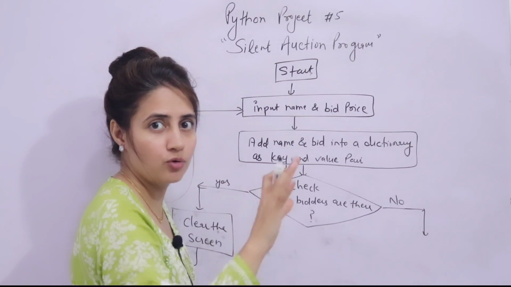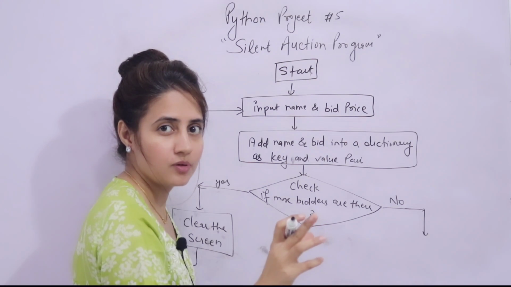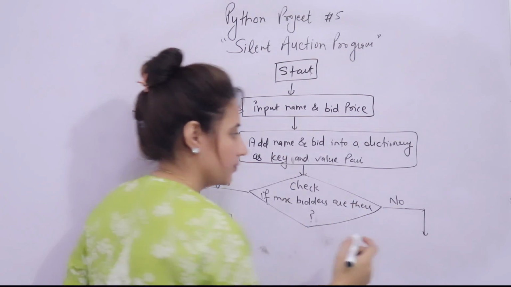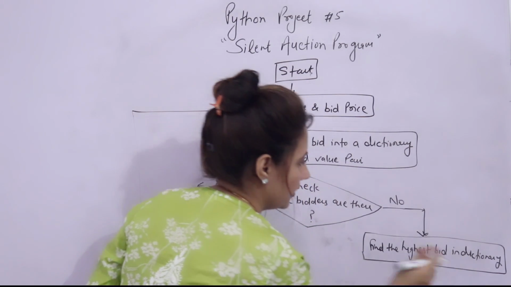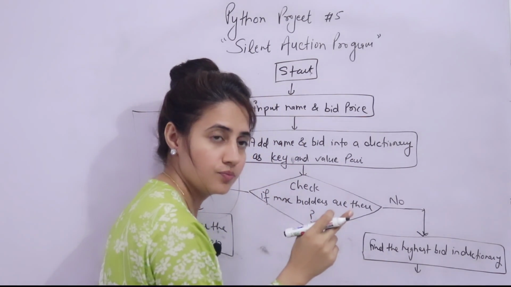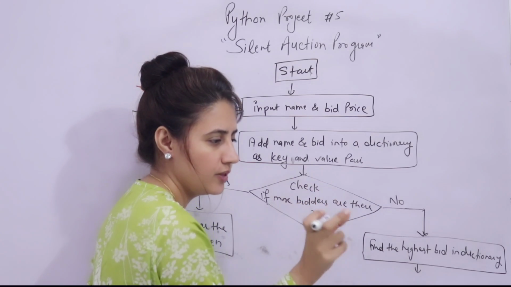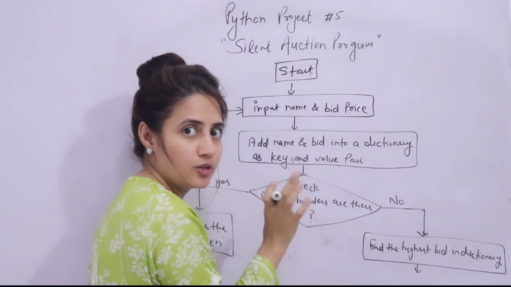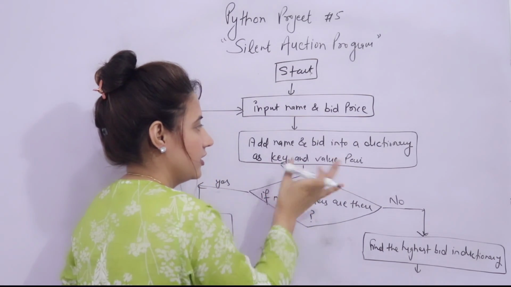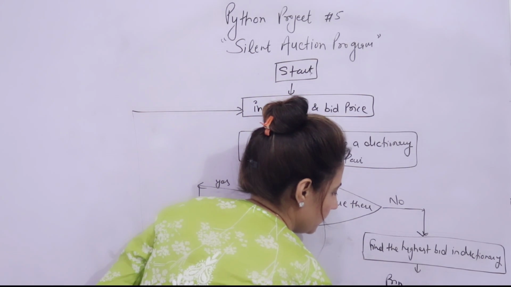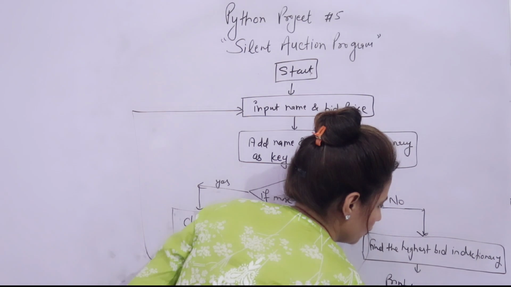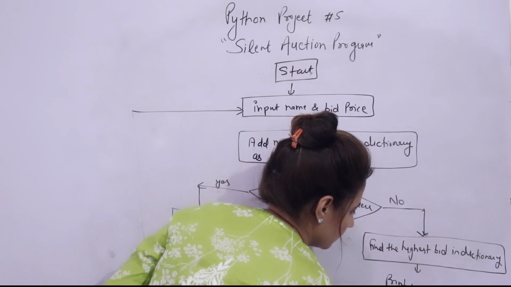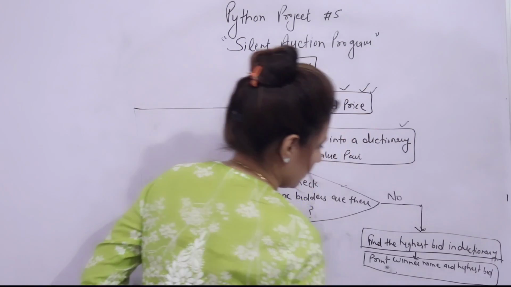If no, in that case just find out who is the winner. So how to find out? We are going to compare the bid prices. The one with the highest bid is going to win, right? Just find the highest bid in the dictionary. So we will find the highest bid and obviously the name of the person, because we are storing this data as key and value pairs, and then simply print the winner's name with the bid price. So that's it.